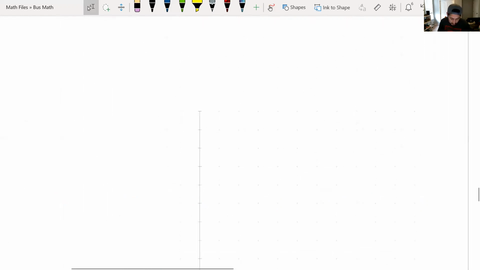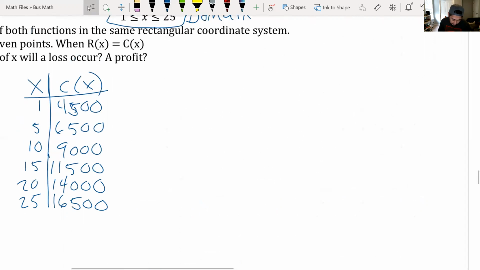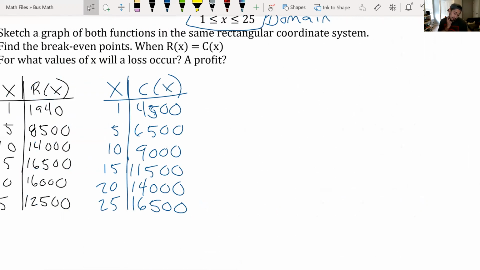Now let's look at the y values. How can we make this appropriate? 1940, 8,500, 14, 16, 5, 16, and 12. 45, 65, 9,000, 11,500, 14, 16. I say we go by 2000s. Keywords here are sketch. It doesn't have to be perfect.